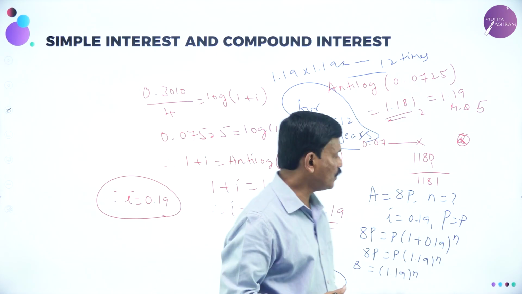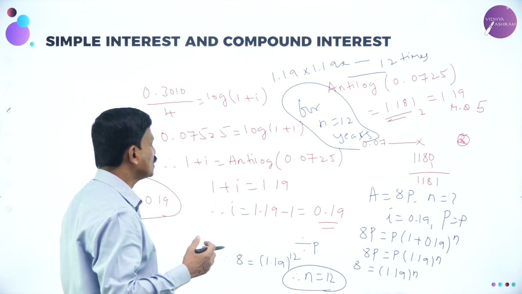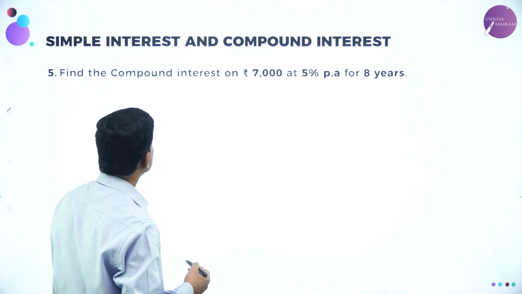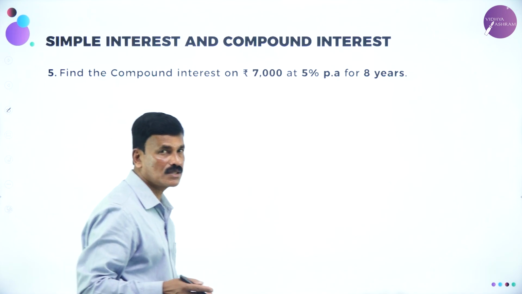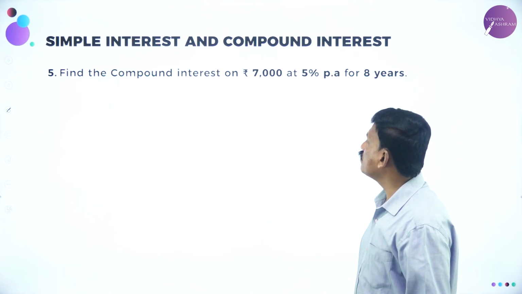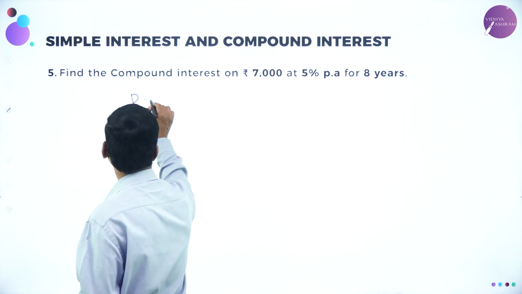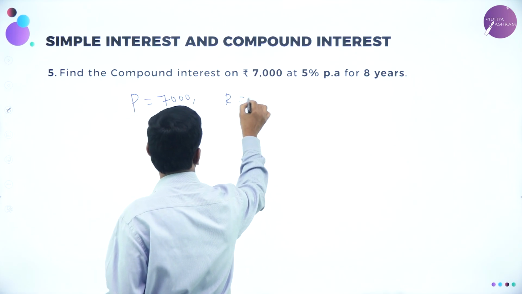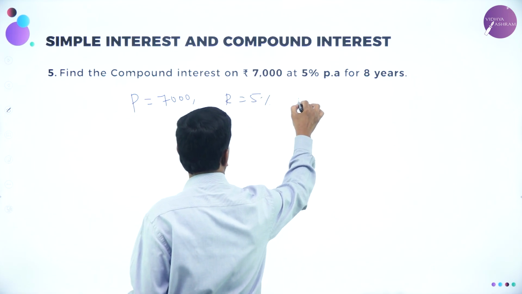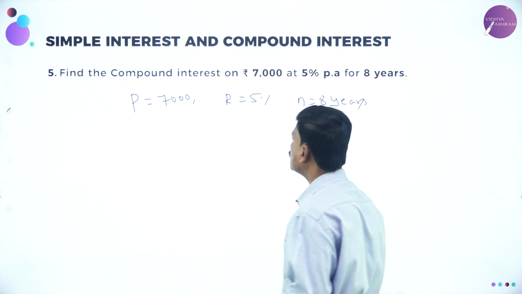That's it. If you want, you can solve using the logarithmic method also. Now let us come to the next problem. Find the compound interest on rupees 7,000 at 5% per annum for 8 years. What is to be found? The compound interest on rupees 7,000. Here the principal is 7,000, the rate of interest R is equal to 5%, and N is equal to 8 years. This is the given condition.